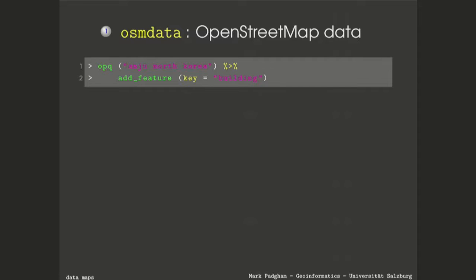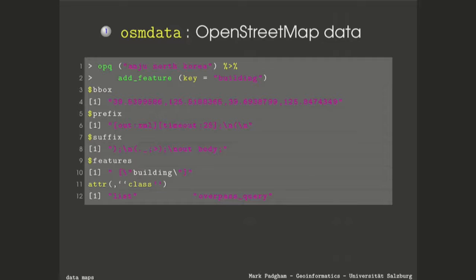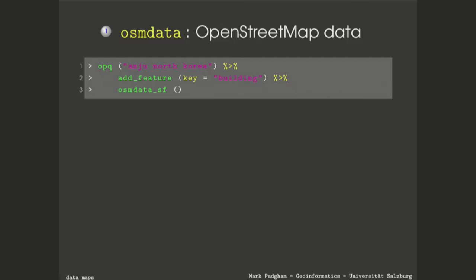You can then feed that into a function called add_osm_feature. In this case, that says buildings. I want to find all buildings in Anju, North Korea. It modifies the query slightly by adding a feature called building, and then finally to a function to extract the data. This osmdata package can extract data as simple features, sf format, or as plain R spatial format, sp, and has effectively two primary functions. One is osmdata_sf for simple features, and osmdata_sp.